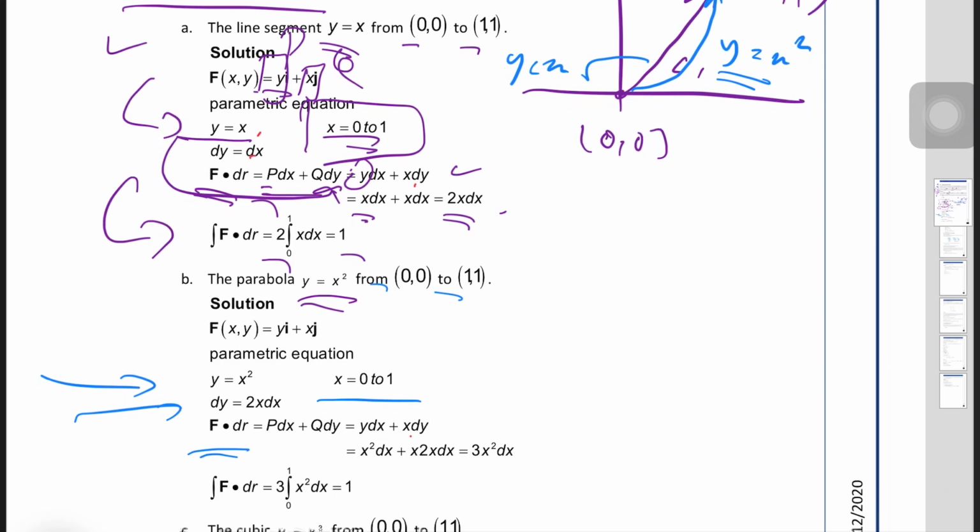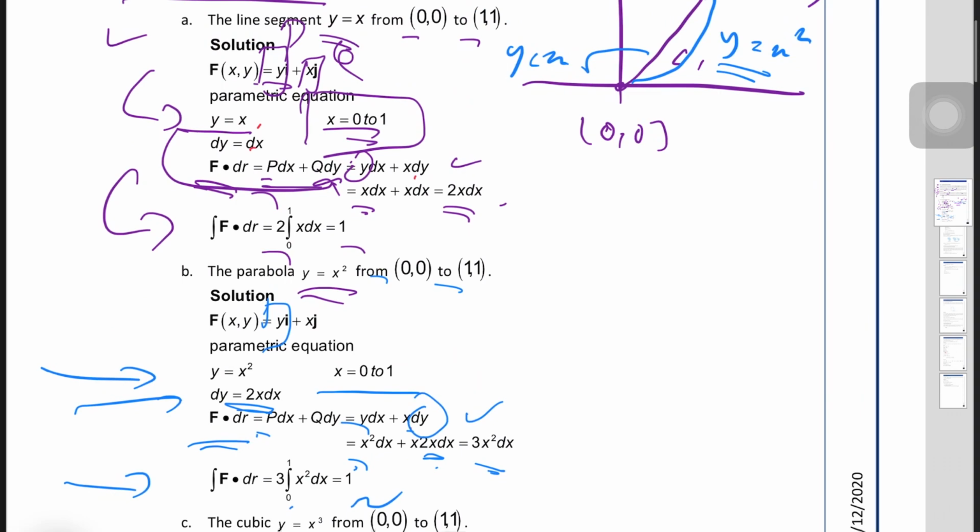Kita dapat P dx plus Q dy, where P is y plus Q equal to x, dapat yang ini, and substitute lah. So y equal to x square dx plus x times 2x dx, iaitu dy equal to 2x dx, dapat 3x square dx. Okay, so integrate F dot dr, kita akan dapat integral 3x square dx from 0 to 1, kita akan dapat dia sama dengan 1. Okay, another curve yang kita boleh tunjuk ke sini adalah y equal to x cube.